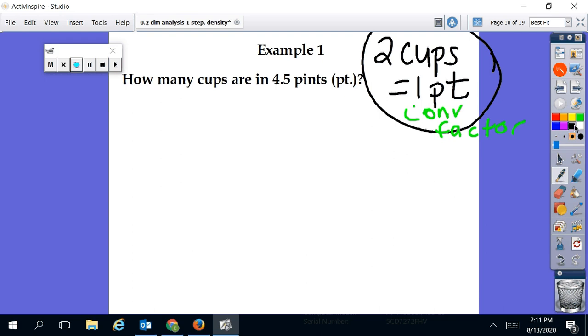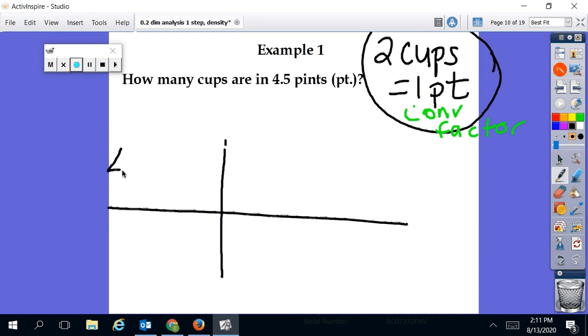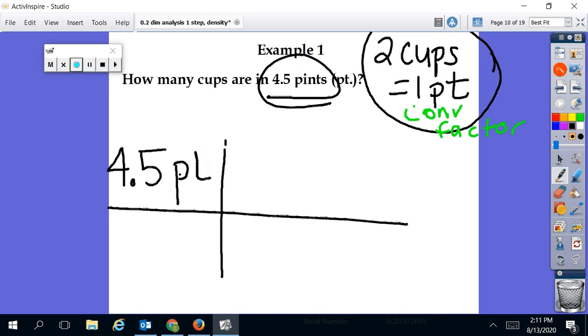Okay, so let's put our same stuff out. What goes in the top left? This is where you would yell out given. Okay, so remember it's a number. The only number given is this right here in the problem. 4.5 times. So it's a number and a unit. Now this right here is where my conversion factor is going to go.